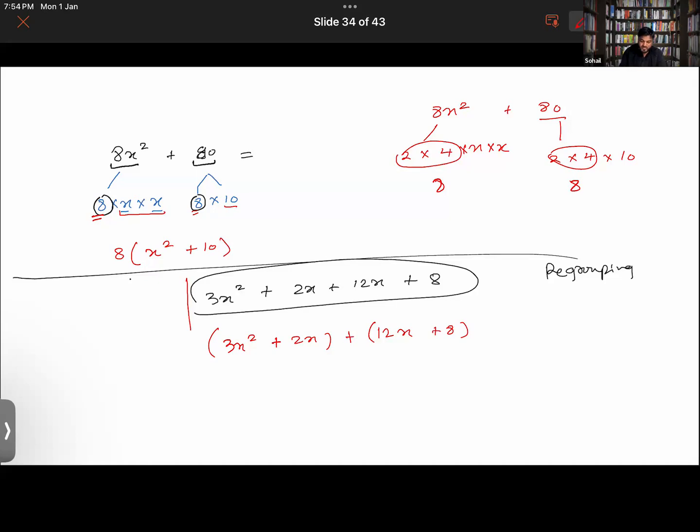All right. Now see what is common between 3x square and 2x. What is common between the two? Yes, both of you can tell this to me. Sir, x. X is common, right, Ahmed? So we will take x out. So now you are left with only 3x, and then 2 is left here, right? Yes, sir. And then in 12x and 8, what is common?